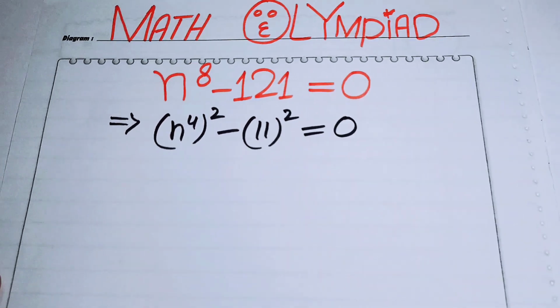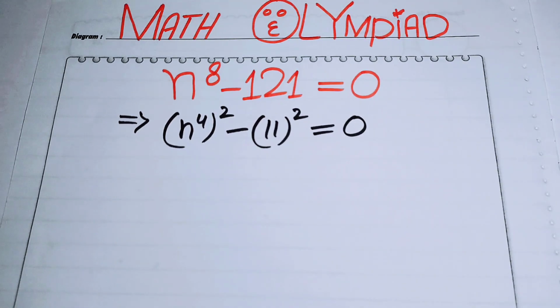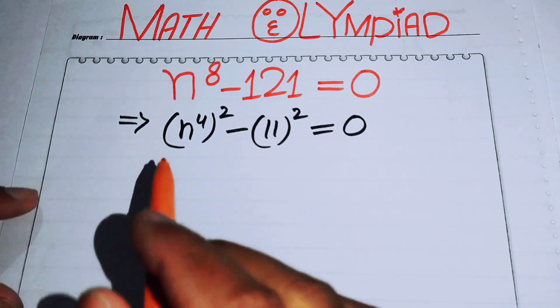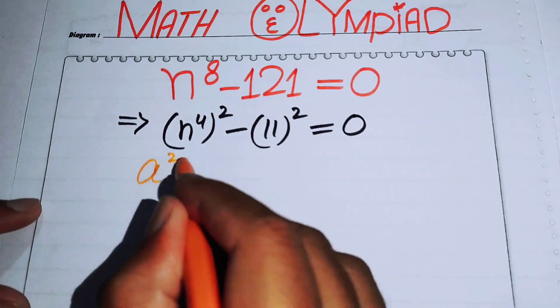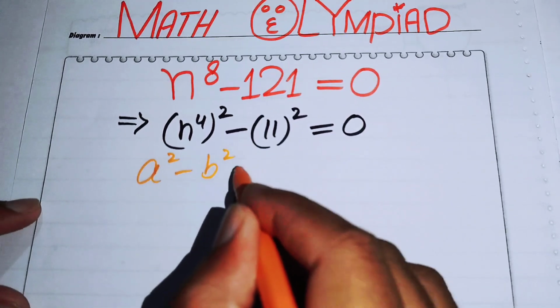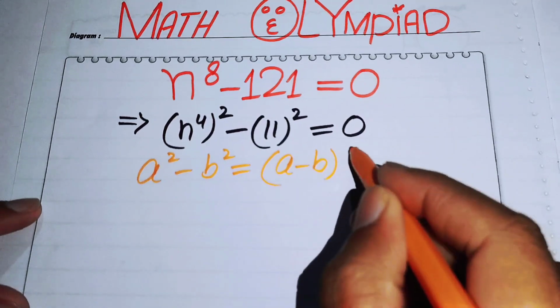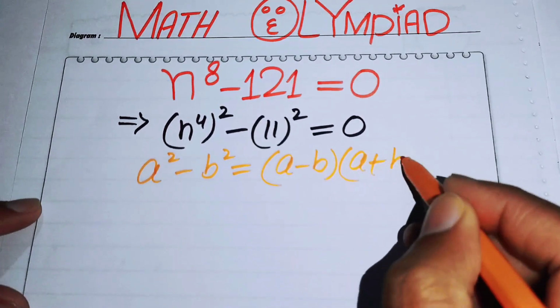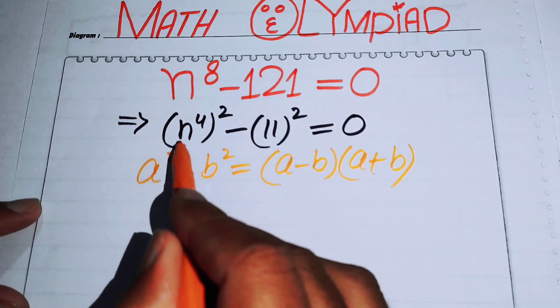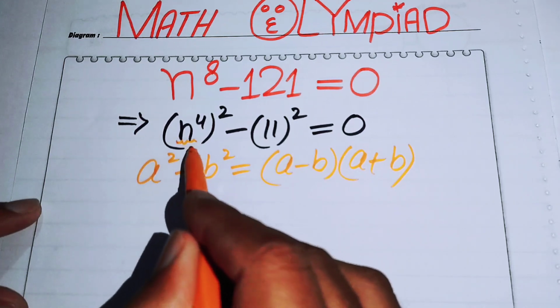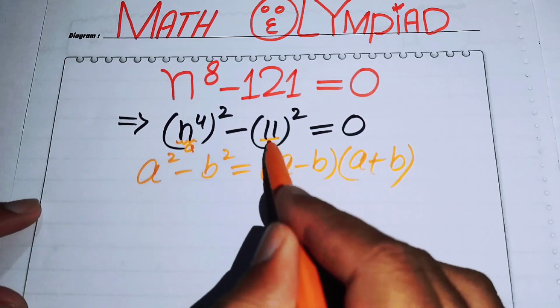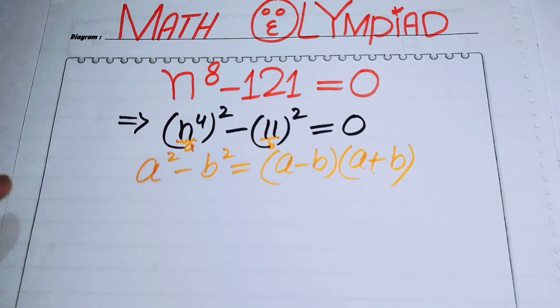So in the next step we will use the nice square identity, and you know about this identity. If we have a squared minus b squared, it is equal to a minus b times a plus b. So here you see that we have n to the power of 4 be the value of a and 11 be the value of b.